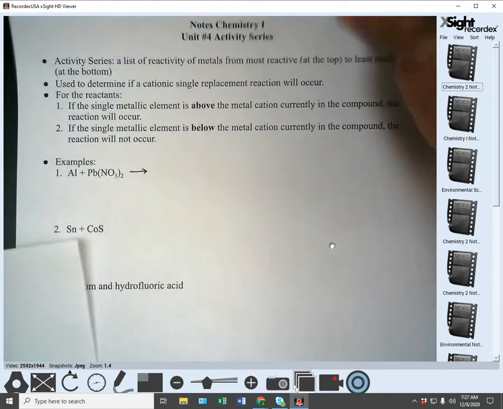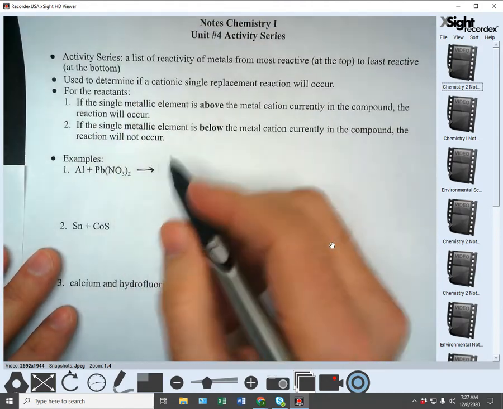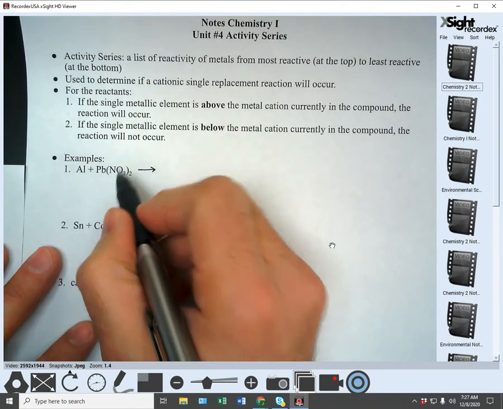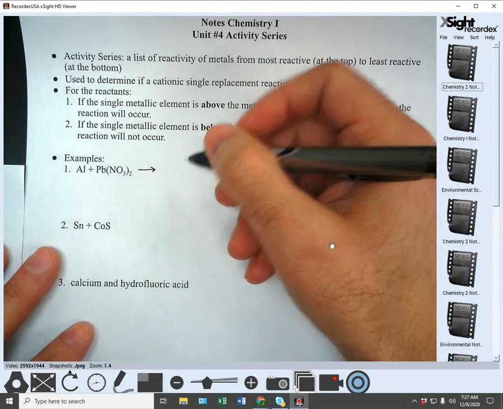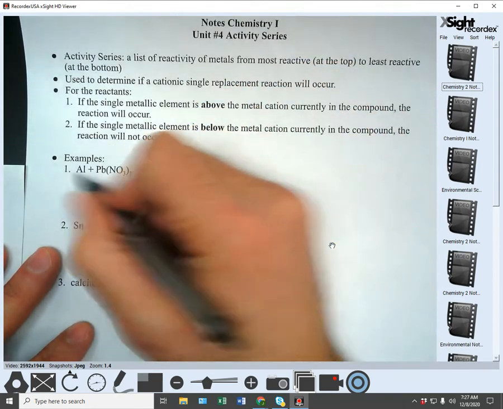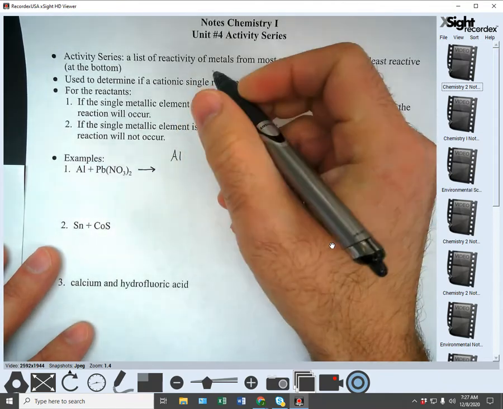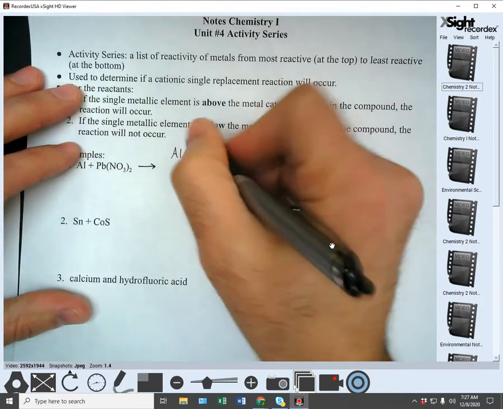So if we look here, aluminum is by itself, right? That means the reaction is going to occur. So the aluminum is going to take the anion. Now to make that, you've got to do charges and crossings. So aluminum on our periodic table is a +3.